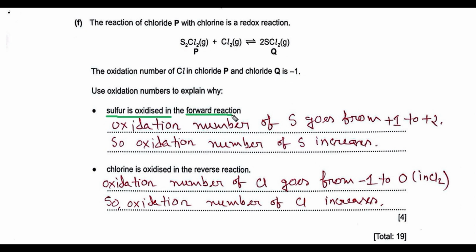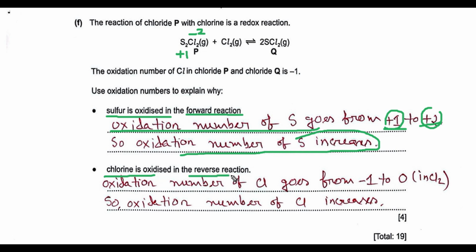in the forward reaction. So here the oxidation number of sulfur goes from +1 to +2. Here sulfur is +1, 2 sulfur +2, and chlorine -2, 2 chlorine. So 1 chlorine -1. Sulfur goes from +1 to +2. So the oxidation number of sulfur increases. That's why sulfur is oxidized in the forward reaction, and chlorine is oxidized in the reverse reaction.